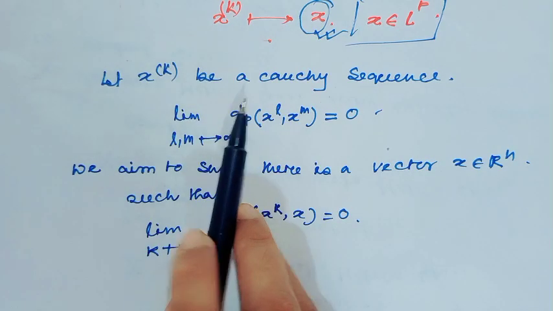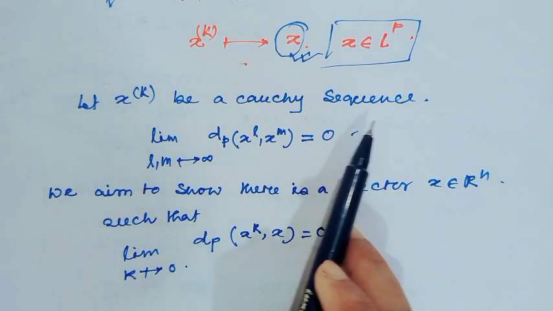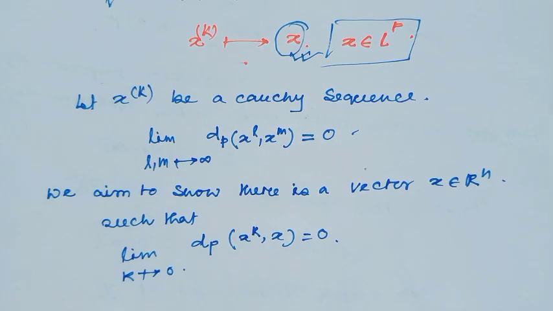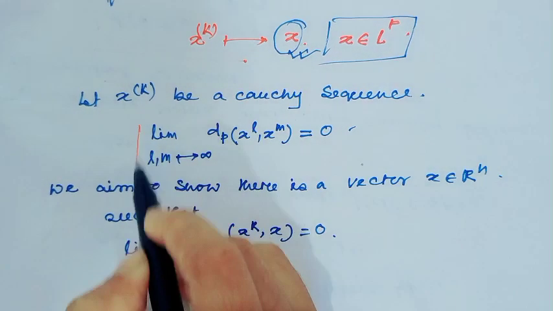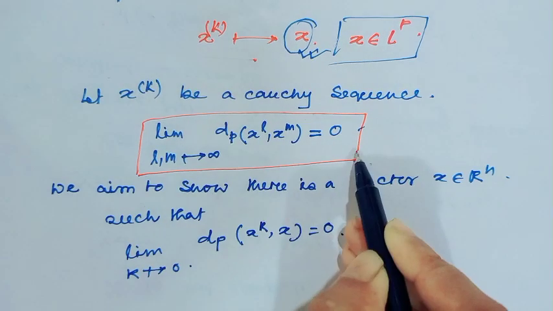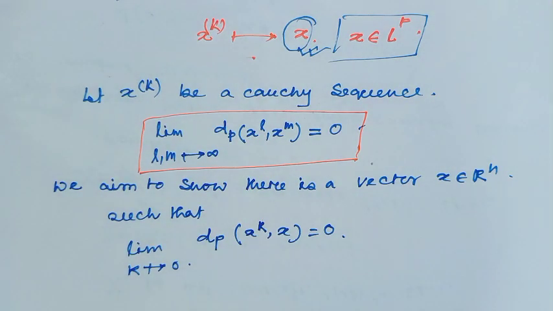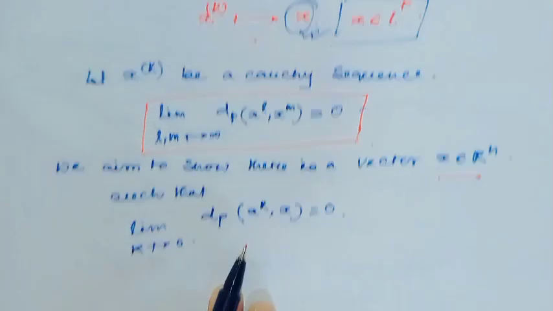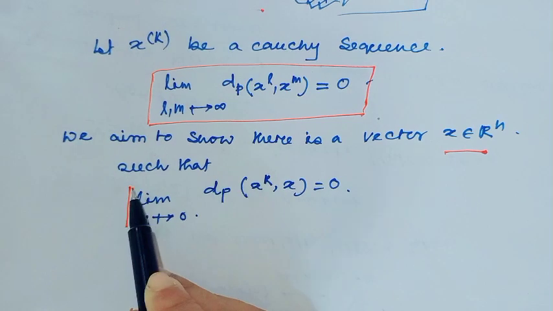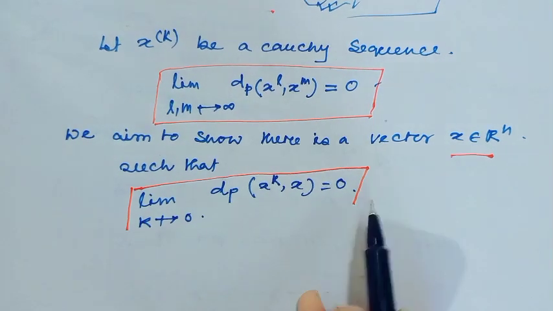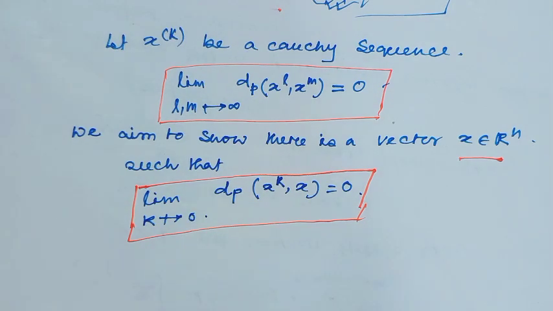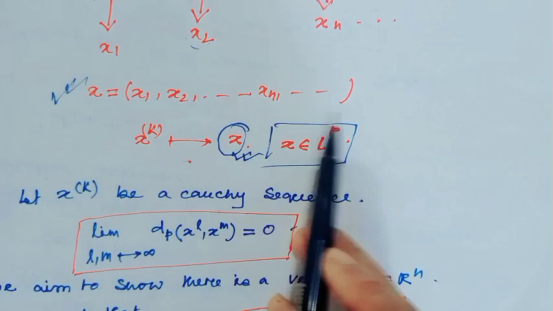Since I have considered xk to be a Cauchy sequence, the limit as l, m goes to infinity of dp(xl, xm) equals 0. Since xk is a Cauchy sequence, we aim to show there exists a vector x in R^n such that the limit as k goes to infinity of dp(xk, x) equals 0. This is our proof, and this vector x would be of such a type.